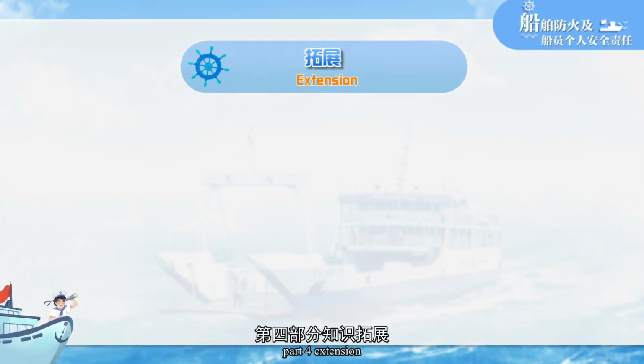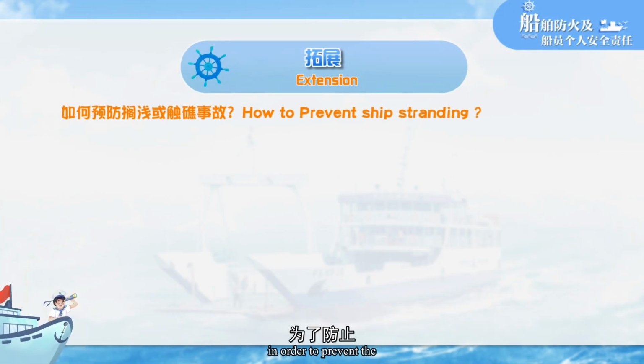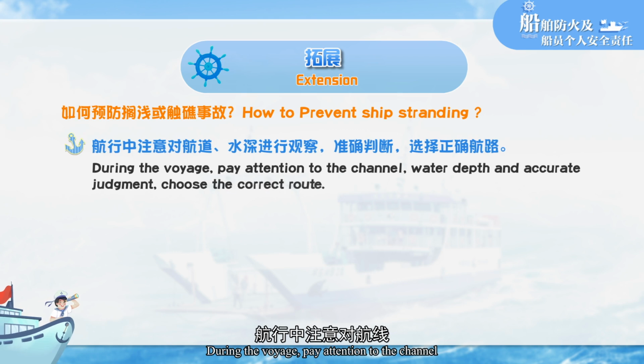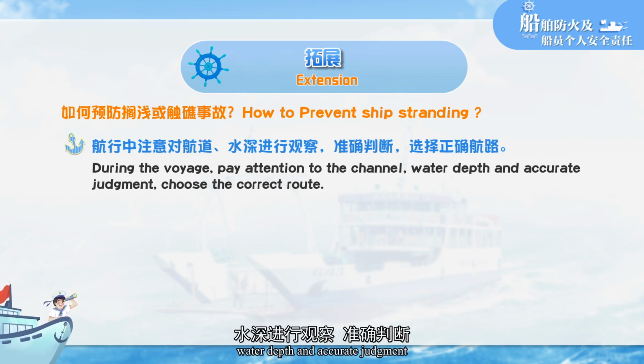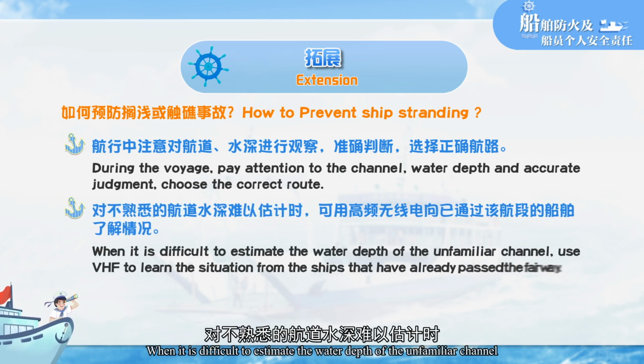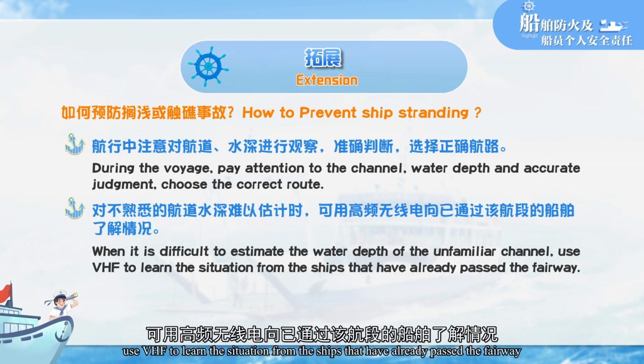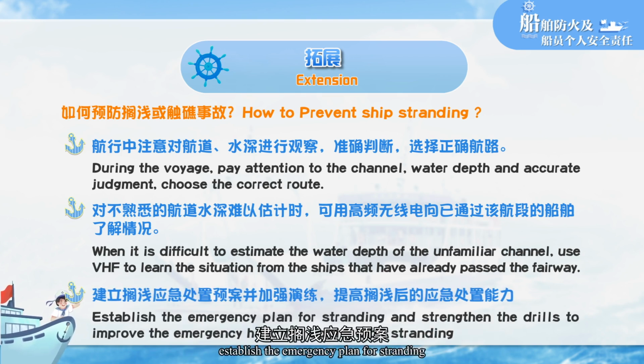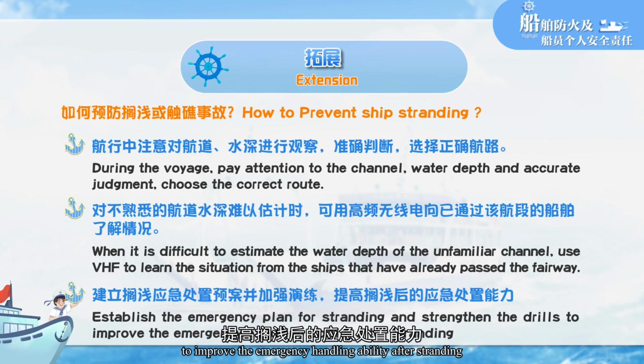Part 4, extension. In order to prevent the occurrence of stranded ships or reef accidents, we should do the following. During the voyage, pay attention to the channel water depth and make accurate judgments. Choose the correct route. When it is difficult to estimate the water depth of an unfamiliar channel, use VHF to learn the situation from the ships that have already passed the fairway. Establish the emergency plan for stranding and strengthen the drills to improve the emergency handling ability after stranding.